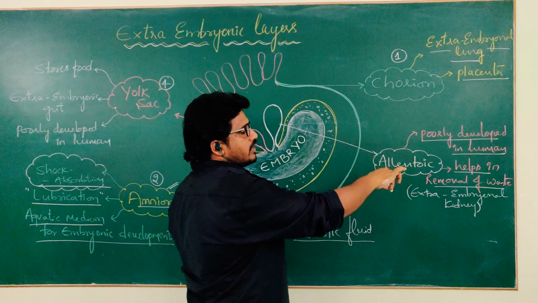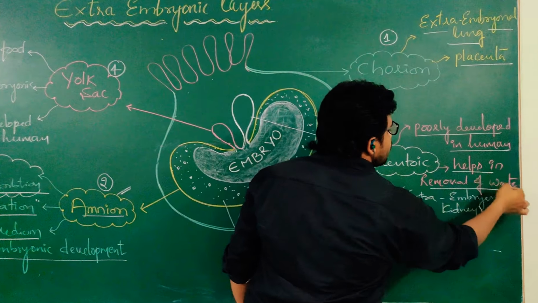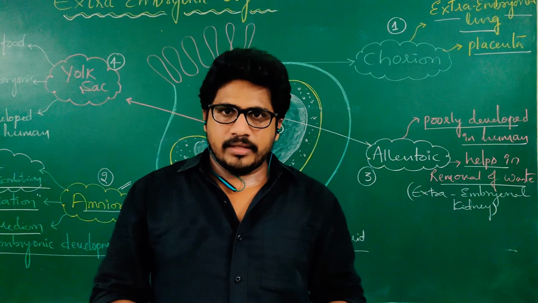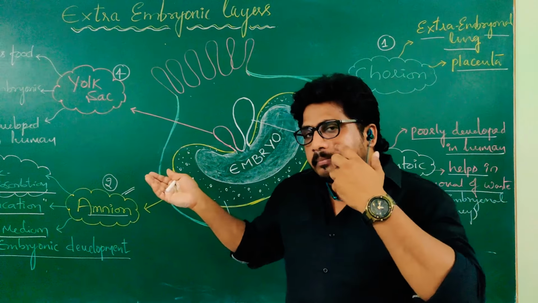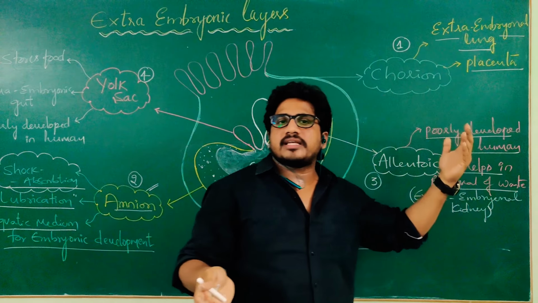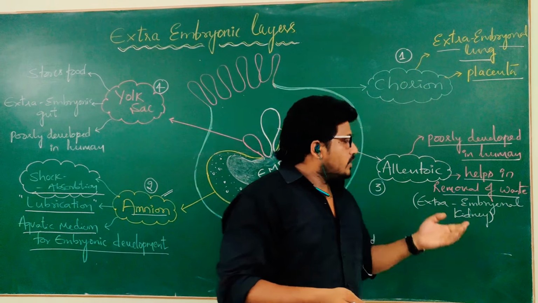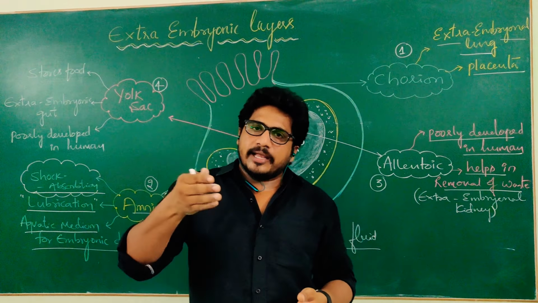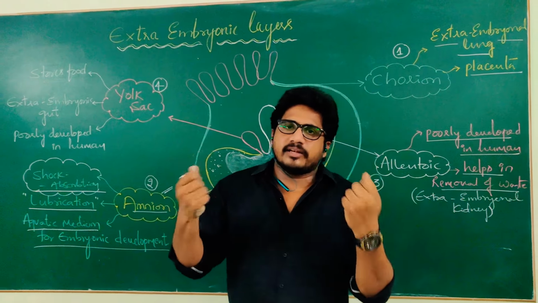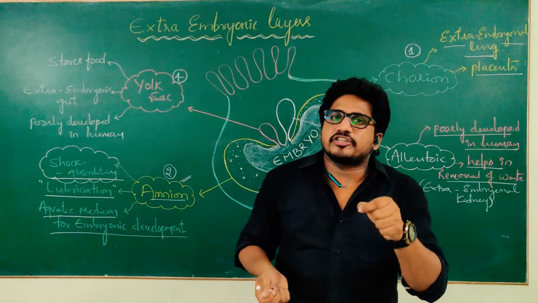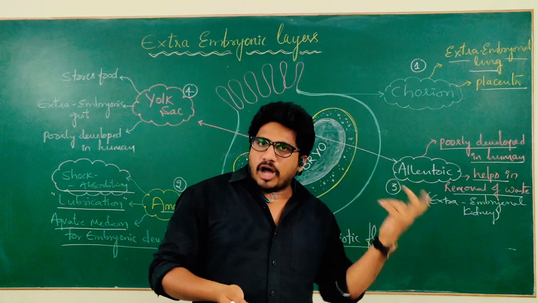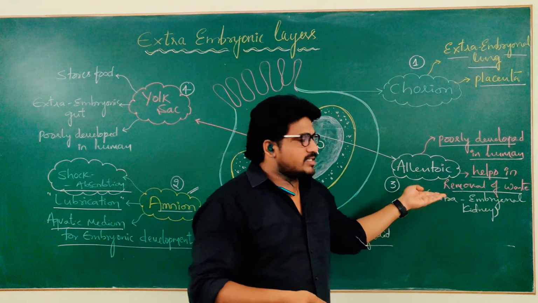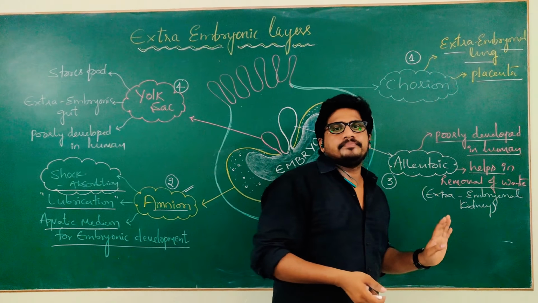But actually, the function of allantois is to help in the removal of waste material. Who removes the waste material from the adult body? Kidney. So kidneys were not yet formed. So in birds and reptiles, this allantois is considered as an extra-embryonal kidney. In the embryo, once the kidney forms, waste materials will be removed by the kidney. Till the formation of the kidney, waste materials are eliminated from the embryo by the allantois. So allantois is also considered an extra-embryonal kidney.